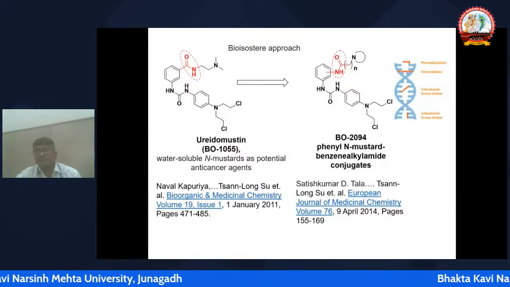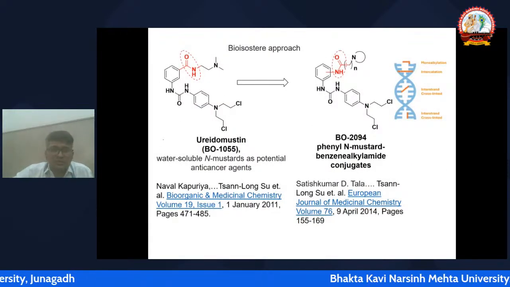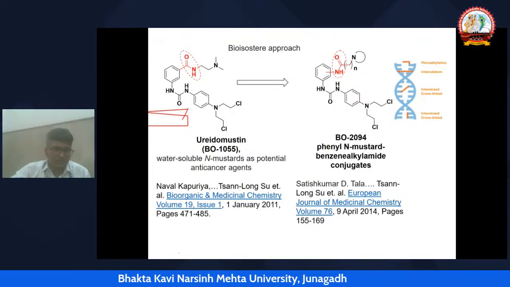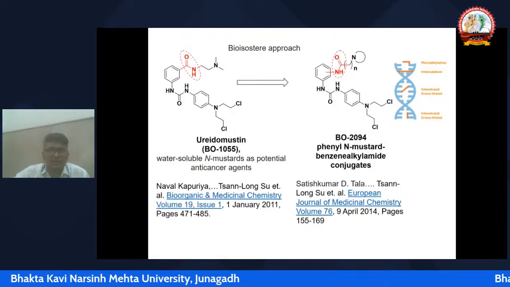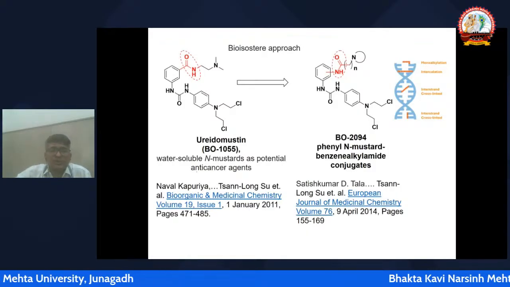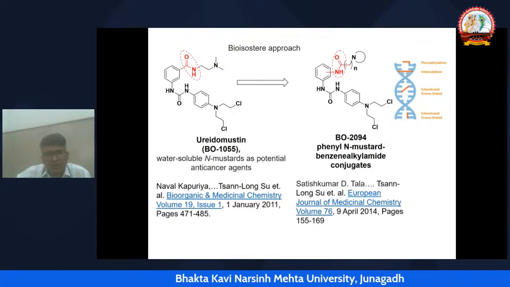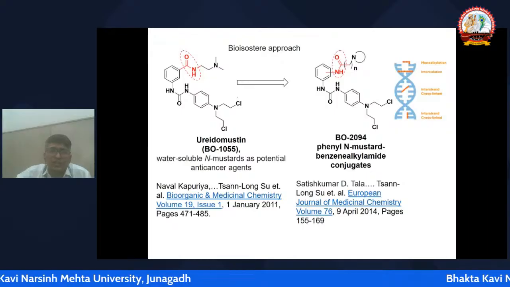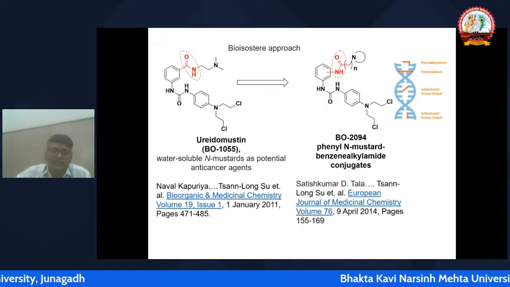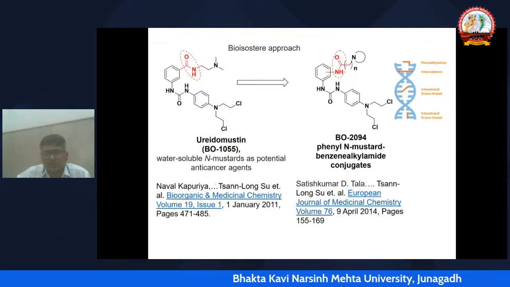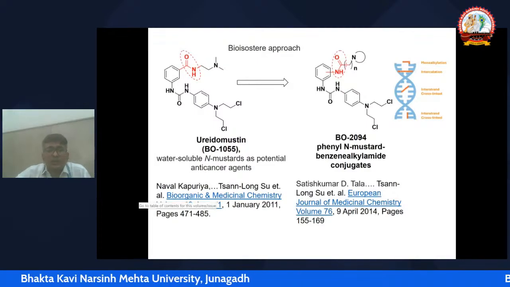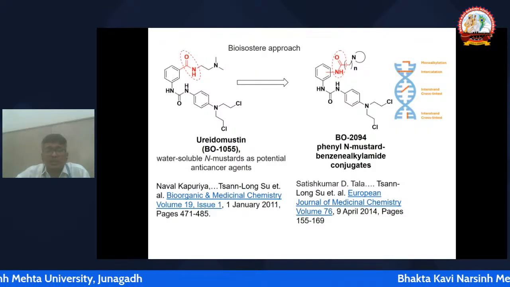In this slide, uridomustine, BO1055, is a water-soluble nitrogen mustard compound and a potential anti-cancer agent. This molecule was found to be very active against various cancer cell lines, and it was reported by Dr. Noel Kapuria and his group in Bioorganic & Medicinal Chemistry in 2011.